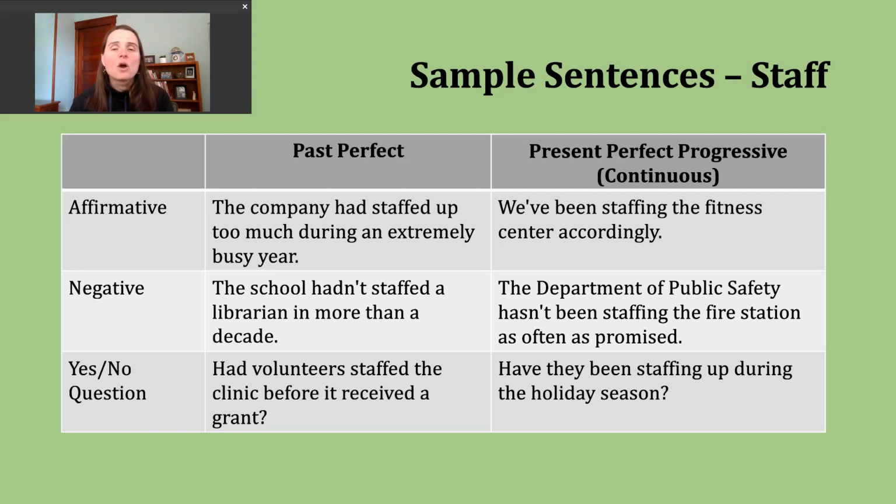Now let's look at making a yes or no question in the past perfect. To do this, we're going to start with had, then we're going to have our subject, and then we're going to use the ed form of our verb or our participle here since it's a regular verb. Last example for today. Had volunteers staffed the clinic before it received a grant? And this can happen many times as new nonprofits start or begin their existence. They might have all volunteer workers before they have enough funding to pay actual employees.